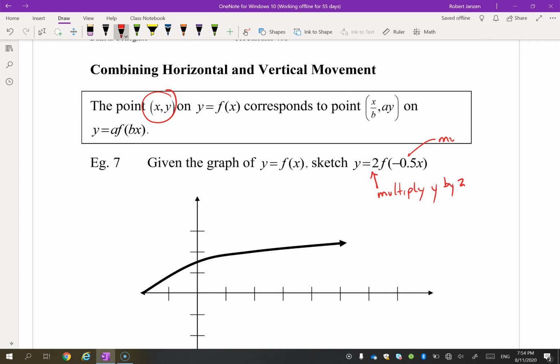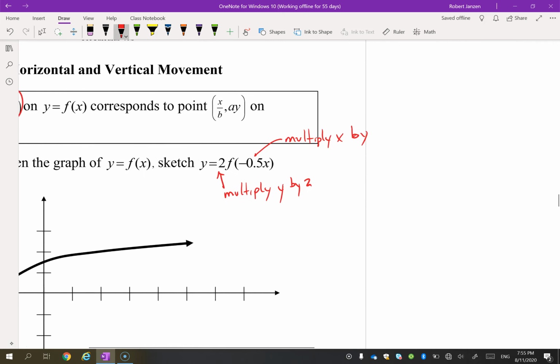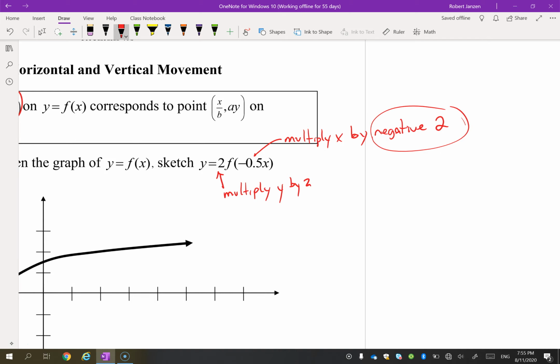And what does this mean? This means multiply x by negative what? Do we multiply by negative a half? No, we multiply by negative 2, right? Why is it negative 2? Well, you're supposed to take the x and divide by the b value. If you divide by negative a half, that's multiplying by negative 2.